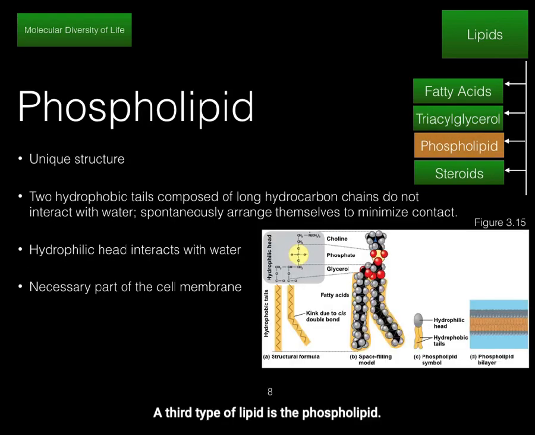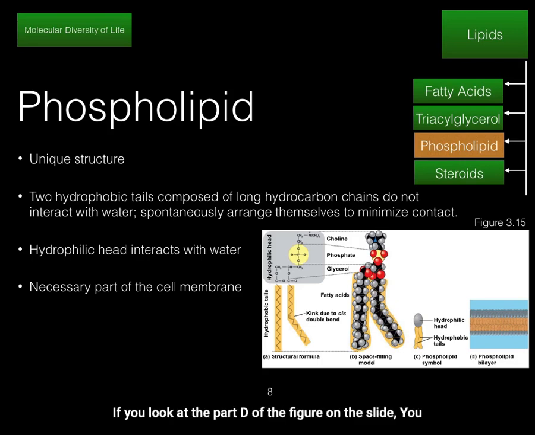A third type of lipid is the phospholipid. It has a unique structure with two hydrophobic tails and a hydrophilic head. As seen in the figure, the two tails are composed of hydrocarbon chains that do not interact with water. They're hydrophobic. And there is a hydrophilic head that interacts with water. Because of this unique structure, phospholipids are a necessary part of the cell membrane.